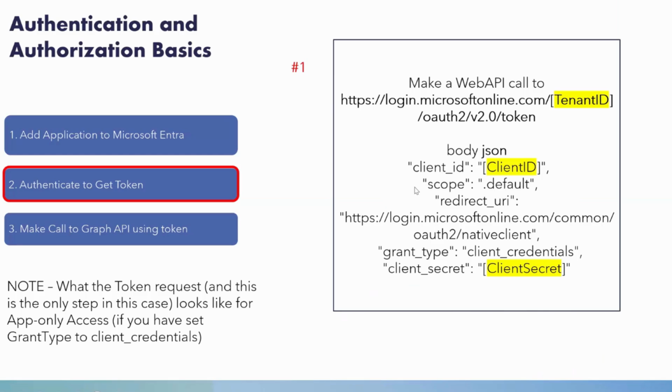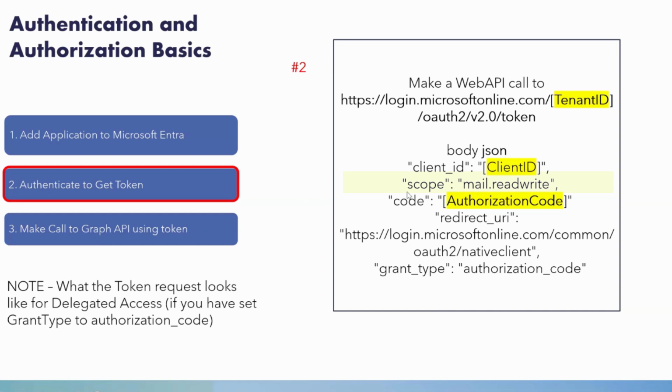The other thing that's different about the two types of actual token requests is notice that the scope here is default. The scope is based on the permissions for Graph API. I'm going to go backwards here a second. The scope here, I just put mail read write for simplification, but you would put all of your scopes, like mail read write, comma, whatever other scopes you had. That's the permissions that end up being requested as part of this.